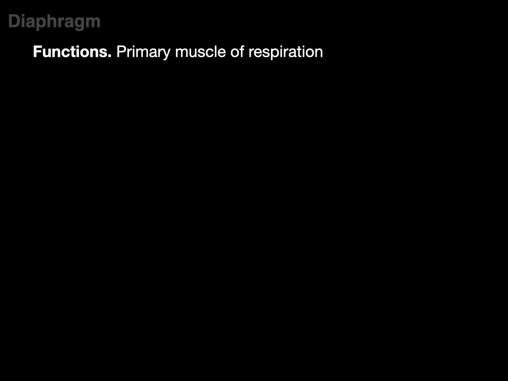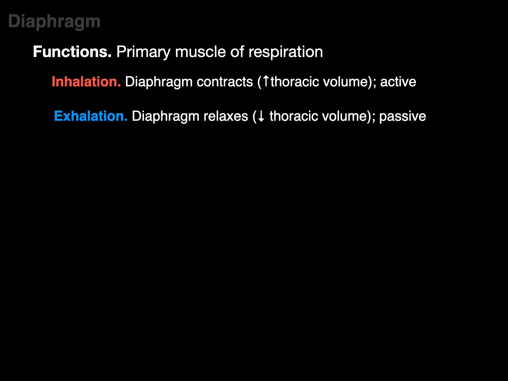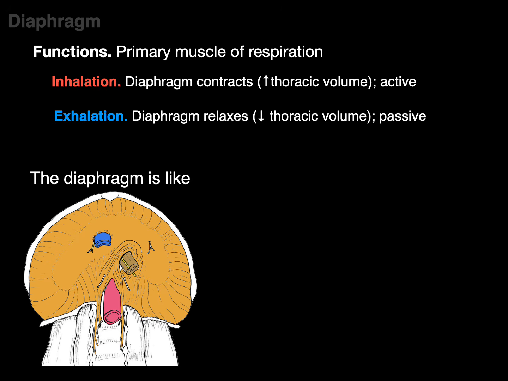Okay. The diaphragm is the primary muscle of respiration. So when inhalation occurs, the diaphragm contracts. This increases thoracic volume. It's an active process. In exhalation, the diaphragm relaxes. This reduces the thoracic volume. It's passive. Now, to help understand how that works, let's do a comparison.